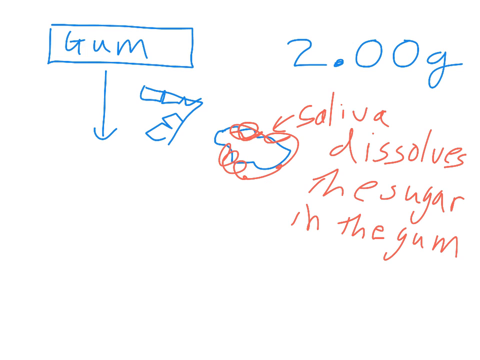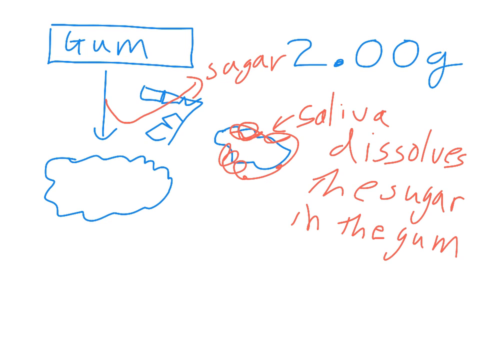The saliva in your mouth will dissolve all the sugar in the gum. So what happens is the sugar leaves the gum and you're left with a very wet piece of gum. You take the piece of that gum, you dry it off best you can, and you take its mass again, and this time your stick of gum weighs 0.8 grams.